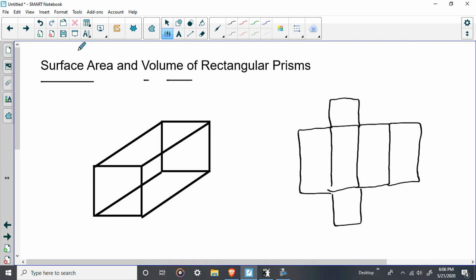When you're finding the surface area, you're going to need to find the area of these 1, 2, 3, 4, 5, 6 different parts, and you're going to have to add them all together. Okay, so that's what surface area is.